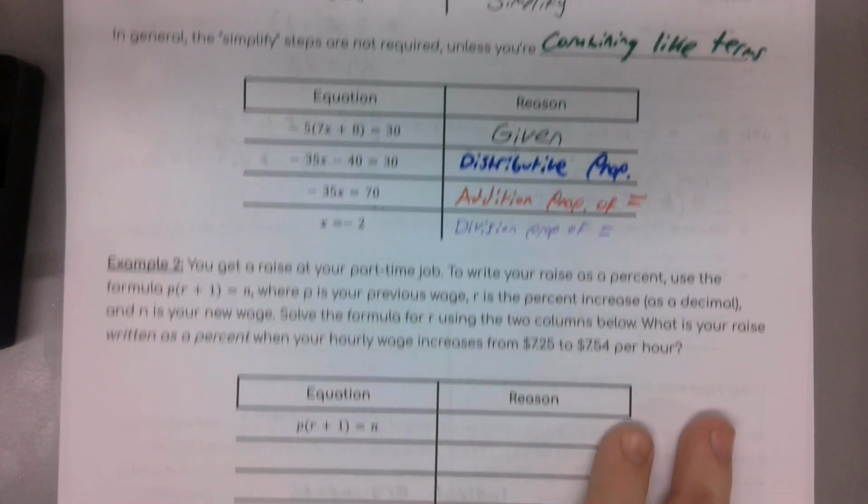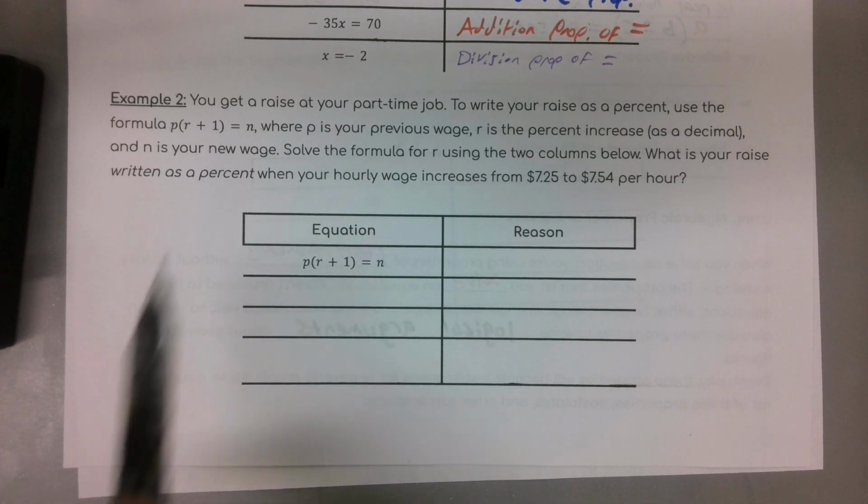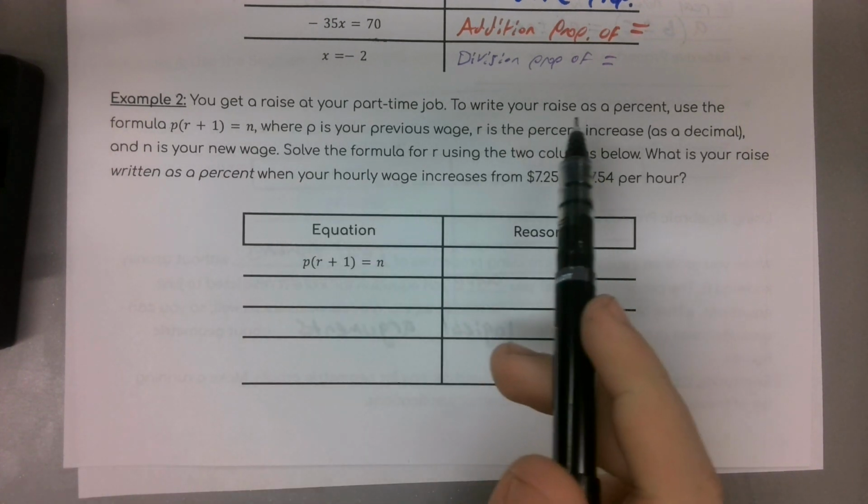Let's take a look at example 2. Example 2 is a word problem. So, with word problems, I recommend underlining or circling important information as you read. We get a raise as a part-time job.